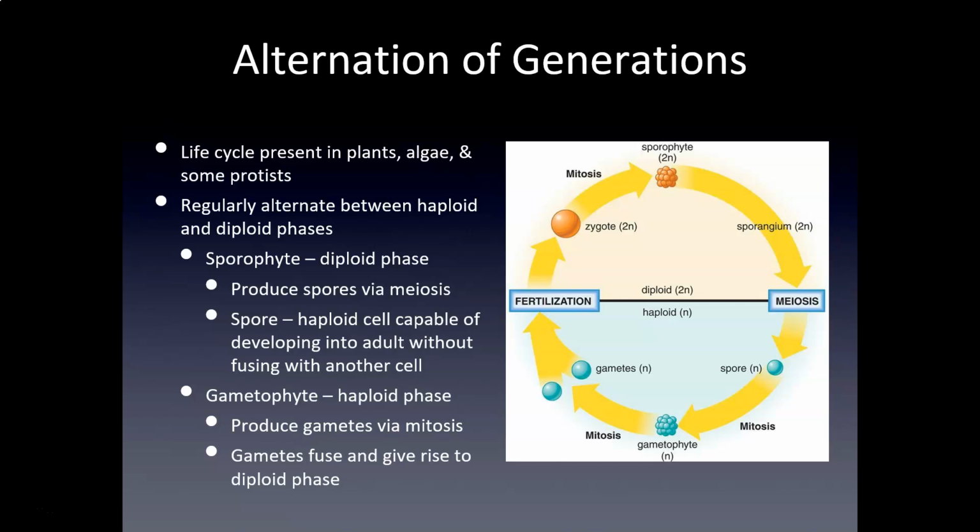This is another alternative, this idea of alternation of generations, where one generation is diploid, the next generation is haploid. Ferns are a great example of this, and it exists in a handful of plants. Algae and some protists also go through this alternation, where they alternate between a sporophyte, a diploid phase, which is what we looked at down here. So we'll take that sporophyte, it'll go through meiosis, it'll produce spores. Those spores then will go through mitosis to produce the gametophyte, which is the haploid phase.